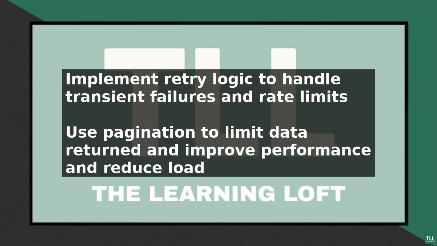The Azure Synapse REST API may return a 429 status code if you exceed the rate limit, or a 503 status code if the service is unavailable. In these cases, you should retry the request after a short delay.